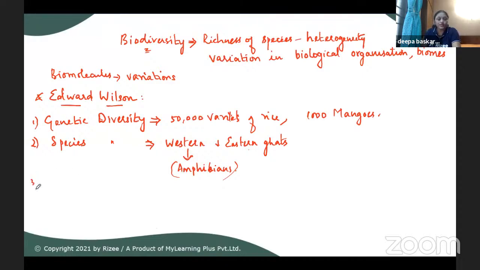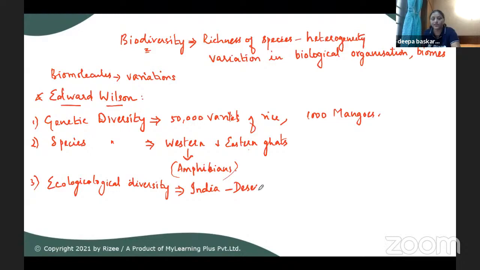And the third one is ecological diversity. Ecological diversity means if you take different landscapes of India, for example, if you compare the desert part, that is Rajasthan, with Himalayas, entirely they are different from each other. And even if you take Kerala, the climate and ecological characterization varies. So this is called ecological diversity.